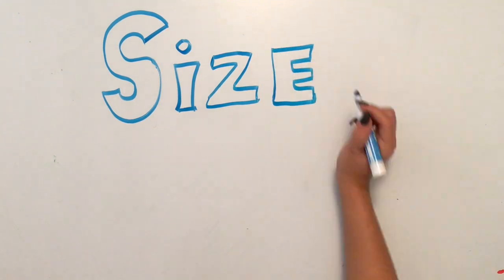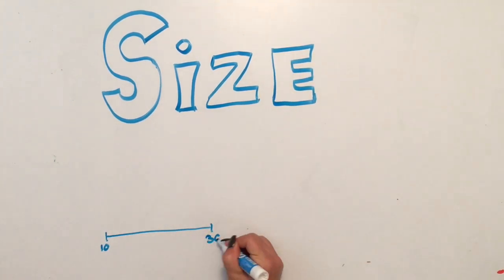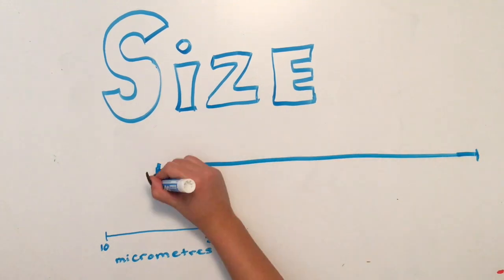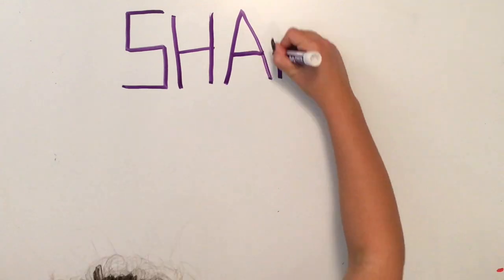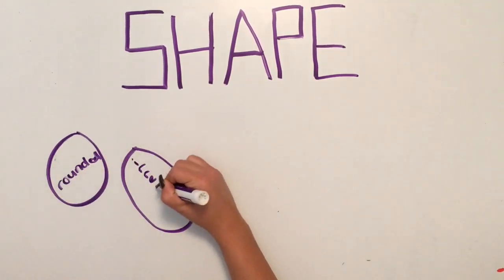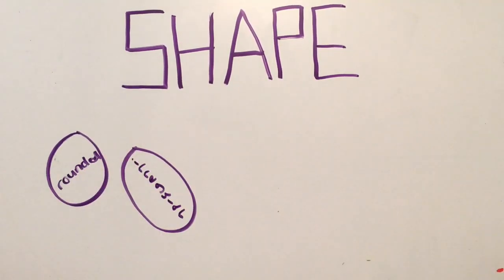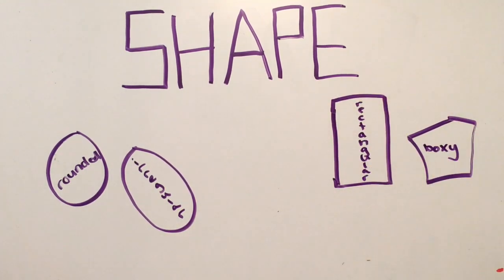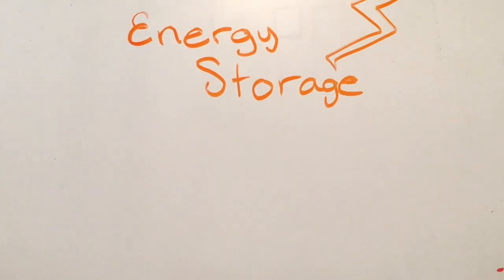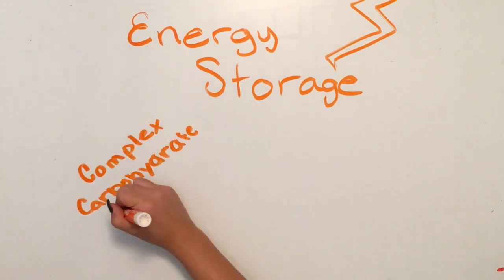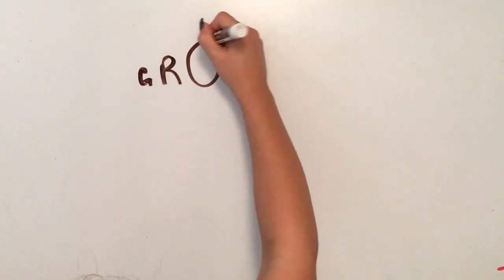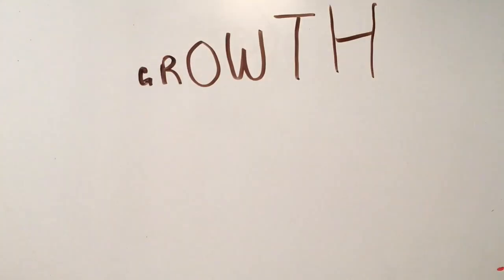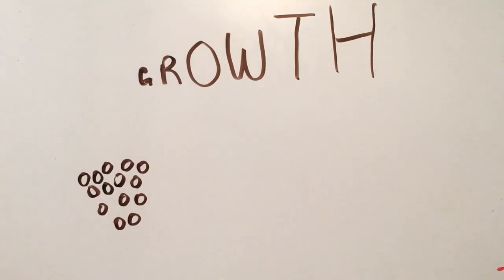Firstly, the size. Animal cells, generally 10 to 30 micrometers in length, are smaller than the 10 to 100 micrometer long plant cells. Their shape differs as well, as the animal's is more rounded or irregular, and the plant cell is rectangular or cube-shaped. They also store energy differently. Plants store energy as starch, whereas animal cells store it in the form of the complex carbohydrate glycogen. Finally, both cells grow differently. Animal cells grow by increasing in numbers, where plant cells grow by absorbing water into their central vacuole.